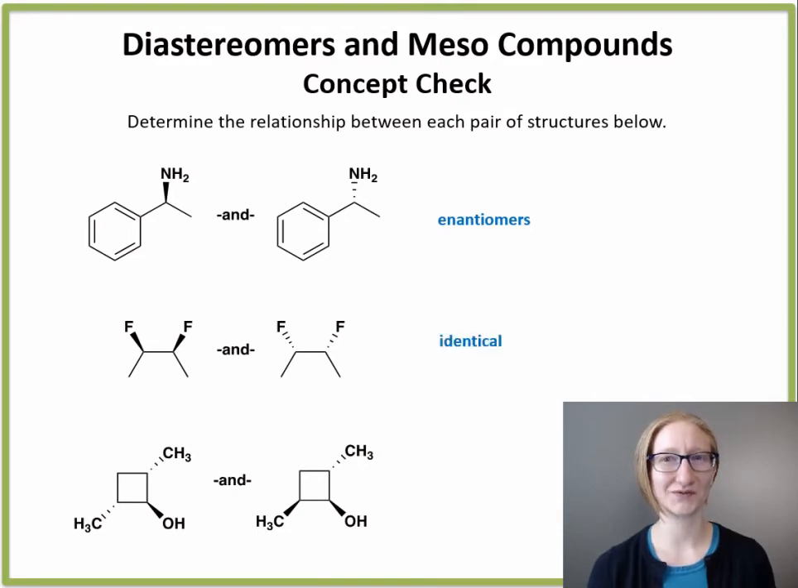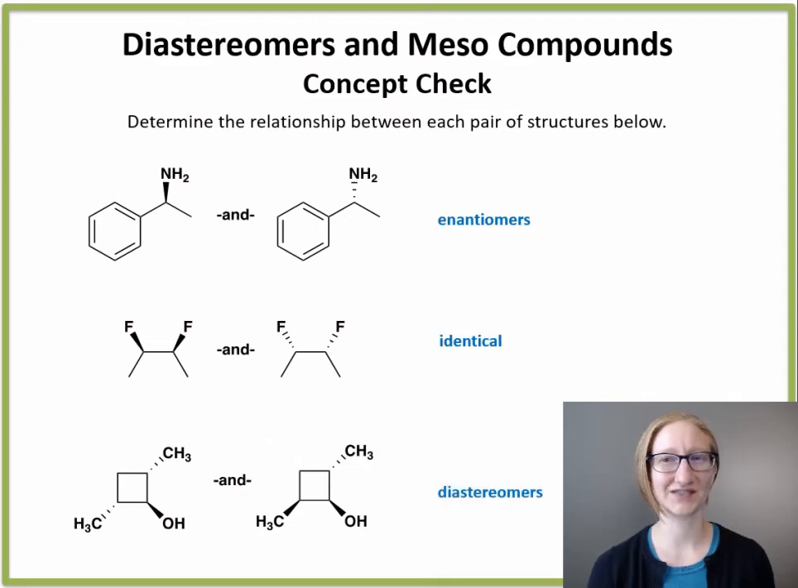In the second case, we're looking at 2 different depictions of the same meso compound. The compound on the right is a mirror image of the compound on the left. It's a meso compound that has 2 chiral carbons and a plane of symmetry. The 2 structures here are superimposable with one another, so they're identical.